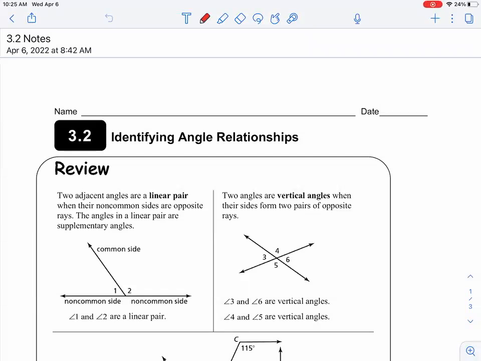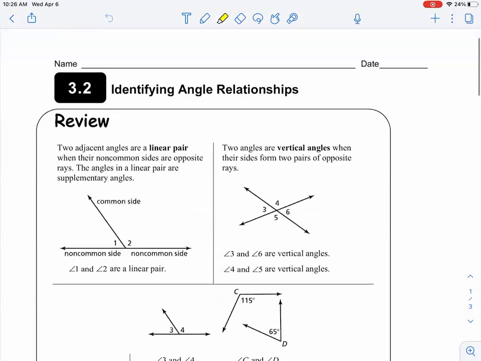So to start off our 3.2 notes, first we'll do just a quick review. These are things that we were talking about in the last couple of classes, but what does it mean for angles to be a linear pair? And I keep going over these because I know the vocab is tough for some people, right? It is for me. I was never good at remembering vocab.